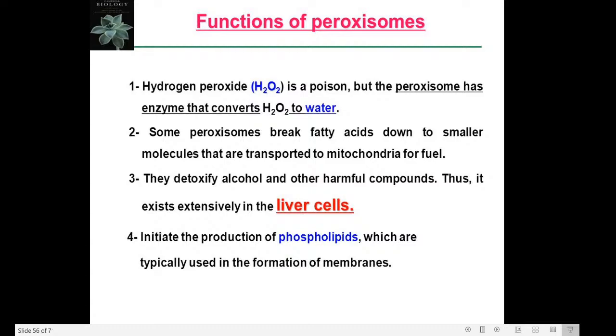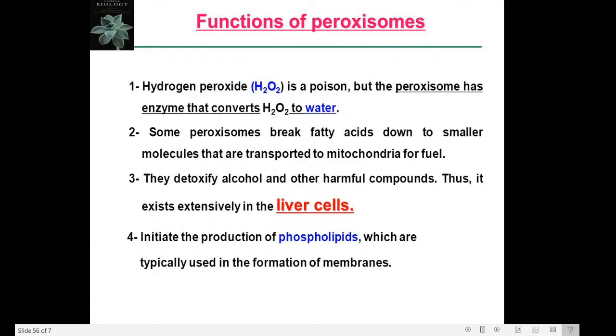Mitochondria need ATP, right? The sources we need for that are obtained by the breakdown of fatty acids. Another one is detoxification of alcohol, then the production of phospholipids, which are typically used to form the membrane.